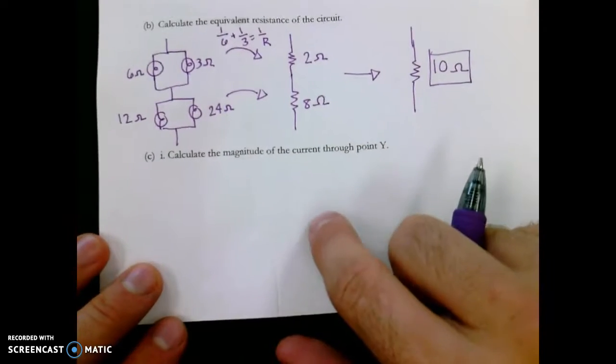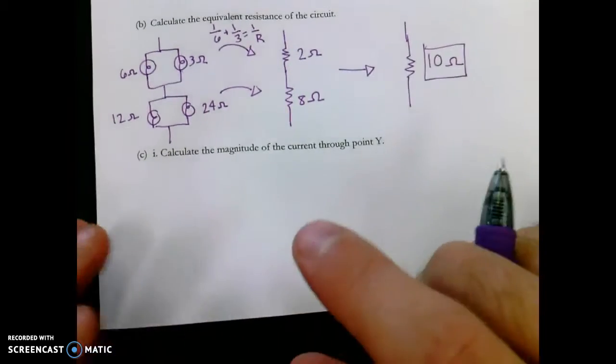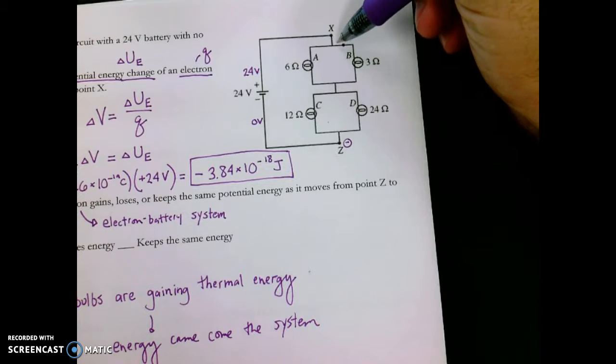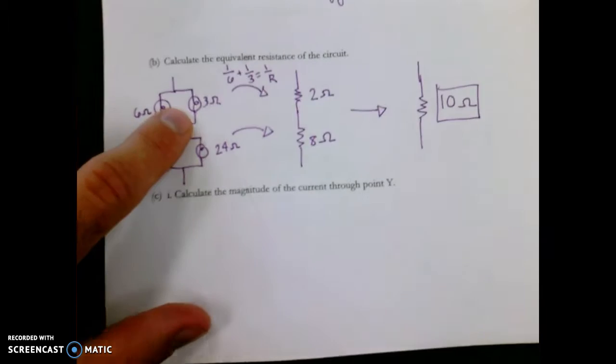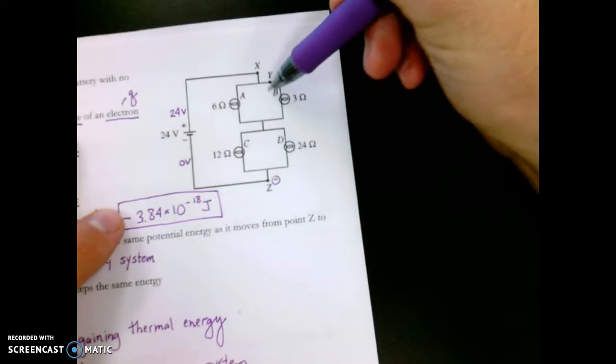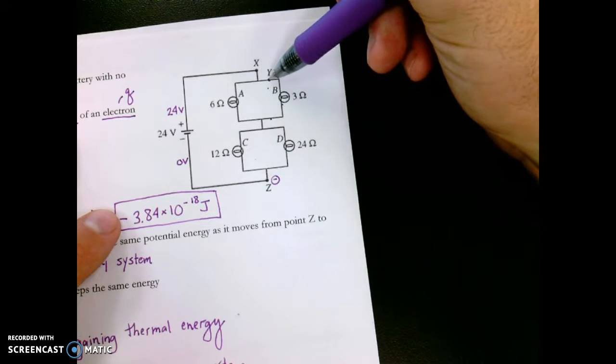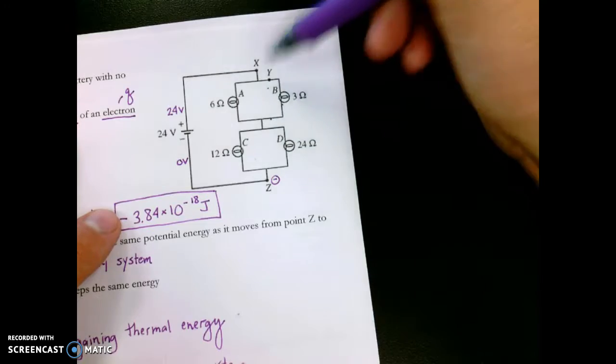The magnitude of the current through point Y. Okay, point Y up here appears to be at this branch where bulb B is located, which is the 3 ohm light bulb. I'm just going to find the current in the 3 ohm light bulb because the current here is the same as the current here, which is the same as the current here. The same amount of electrons that walk down this hallway walk down this one.